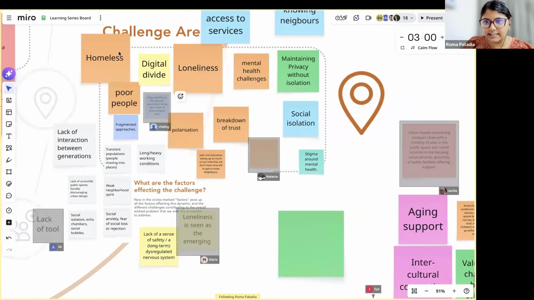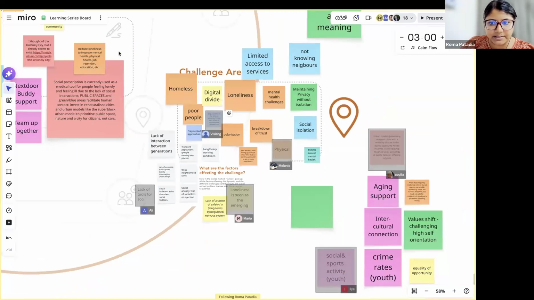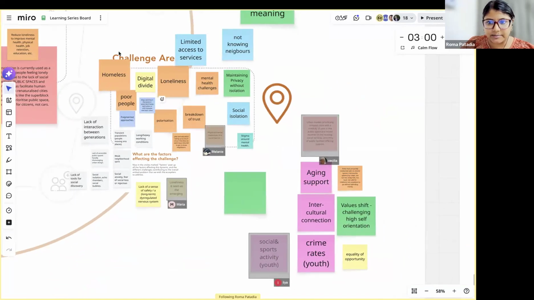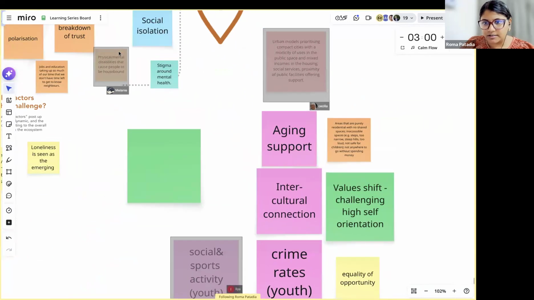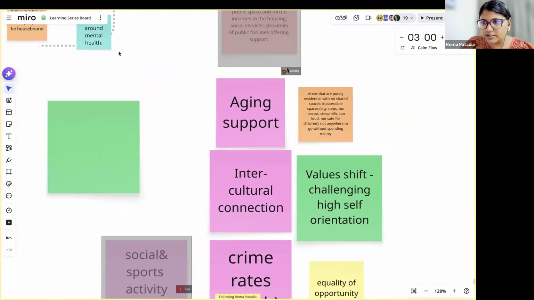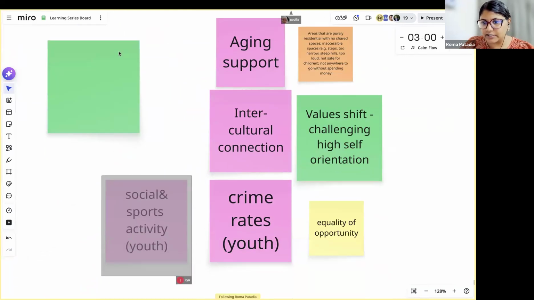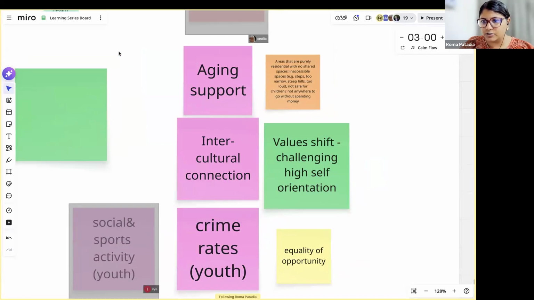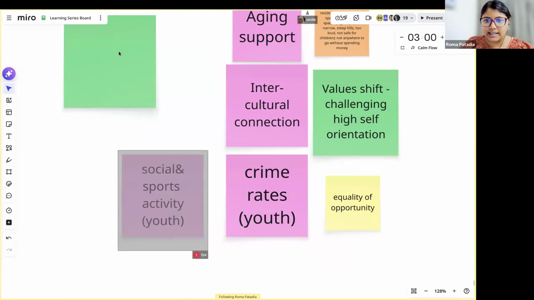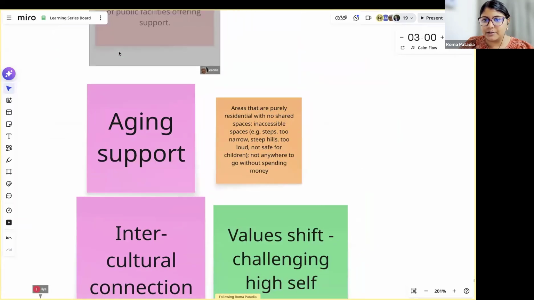This is amazing. The second round has some really good examples, and I could read out some of them. One is aging support, then intercultural connections, crime rates amongst youth, equality of opportunity, values shift challenging high self-orientation, social and sports activity for youth, and areas that are purely residential with no shared spaces, inaccessible spaces. Examples: steps too narrow, steep hills, too loud, not safe for children, nowhere to go without spending money.